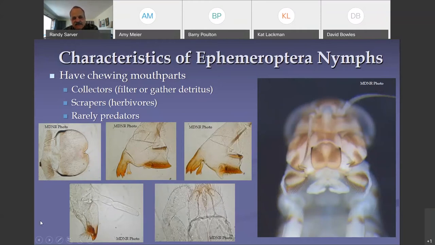In the bottom right photo, only one palp is shown on the far left. That's a labial palp, and they have different shapes and sizes. Then more toward the right would be the paraglossa and then the glossa. Okay, so those are basic things that we need to know at the family level. Next slide.